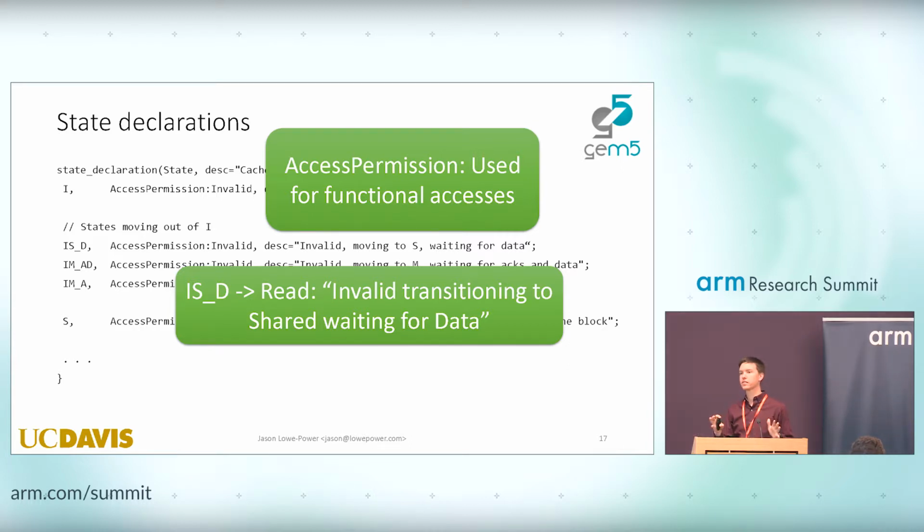So you have to tell the system whether or not the data in the cache is, what permission that data has. Functional accesses don't always work in Ruby, but this has some support for them. And then throughout this, we use the same notation as what they used in the Cache Coherence book, where you read this state as you were in an invalid state, you're transitioning to a shared state, but you're waiting for the data before you can transition into that stable state.